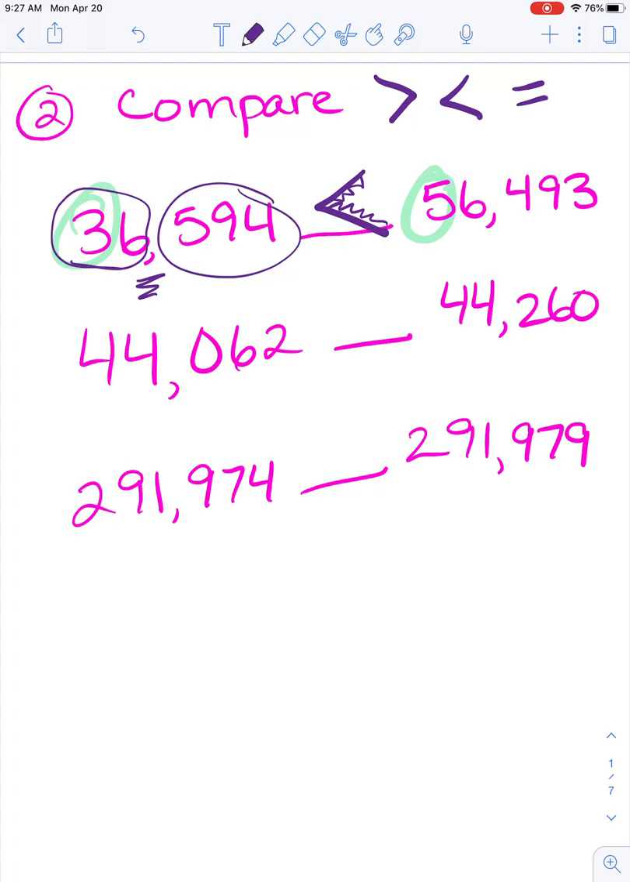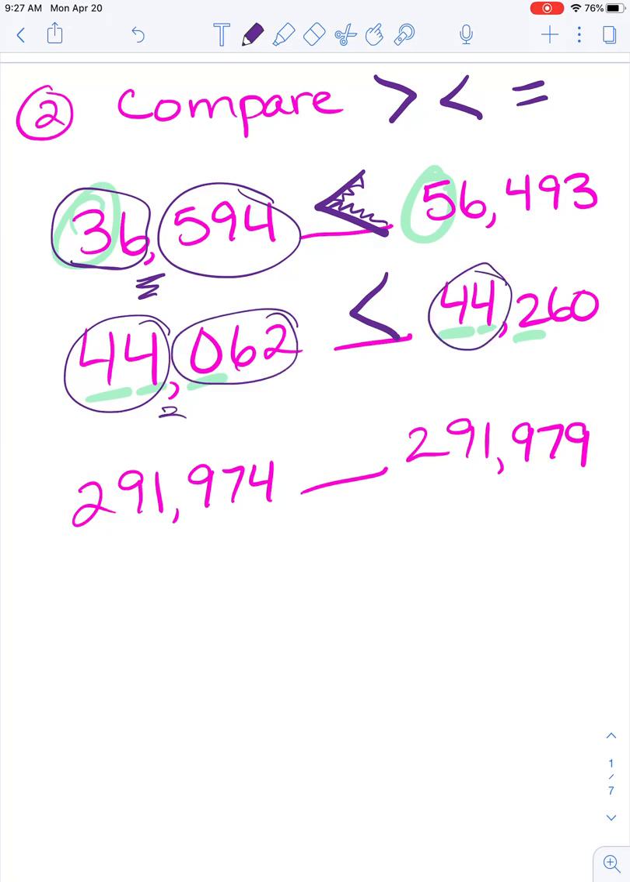Okay, moving on. Let's read the next one. Read it with me. 44,062 versus 44,260. If you've noticed, again, they're both in the 10,000s place. Okay. So we have a 4 and a 4 in the 10,000s. In the thousands, we have a 4 and a 4. Let's go to the hundreds. We have a 0 and we have a 2. Well, 2 is greater than 0. So let's read this. 44,062 is less than 44,260. Because 260 is worth more than 62.